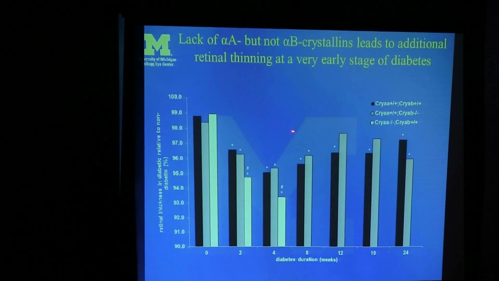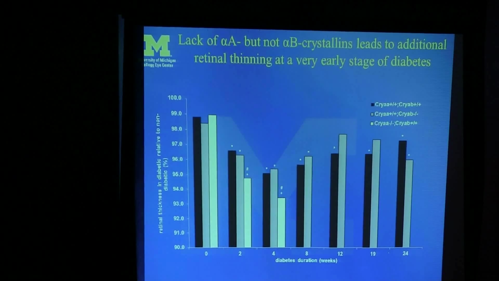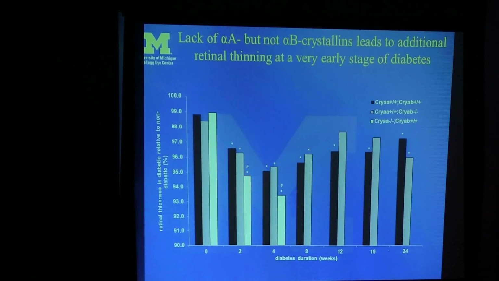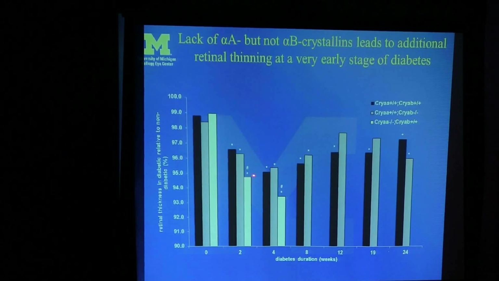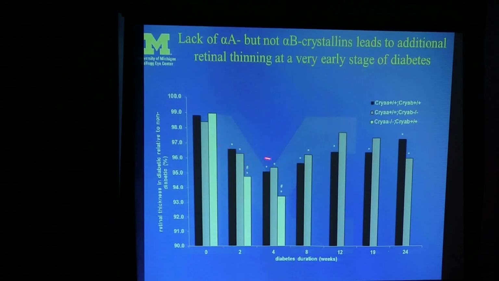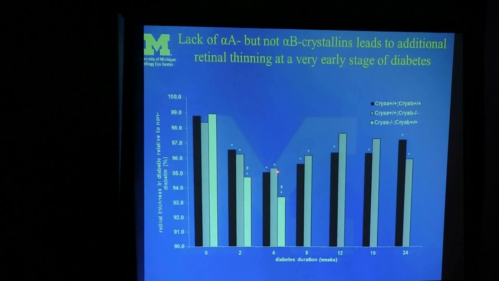What we tried to do as well is correlate that with a longitudinal study of the retinal thickness of the retina in those animals. And somewhat similar to what we saw with the cell death, we saw a thinning of the retina in the alpha A-crystallin knockout as early as 2 and 4 weeks, a thinning that was much more important than what we saw in the alpha B knockout or in the wild type. On that graph, we don't have the double knockouts because they develop cataracts so early that we can't look at the retinal thickness.